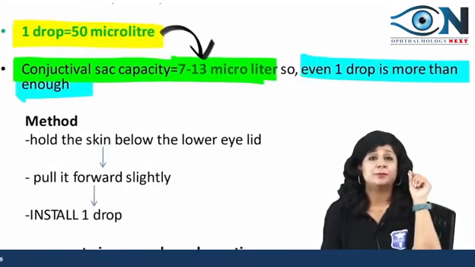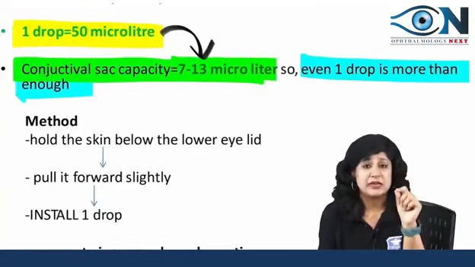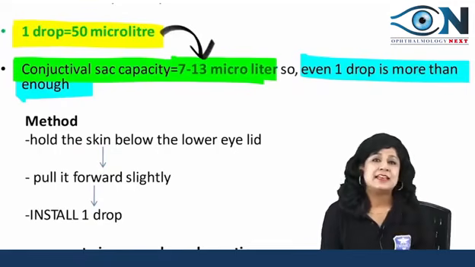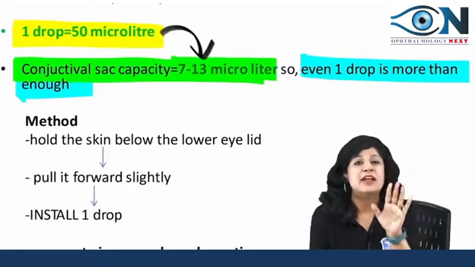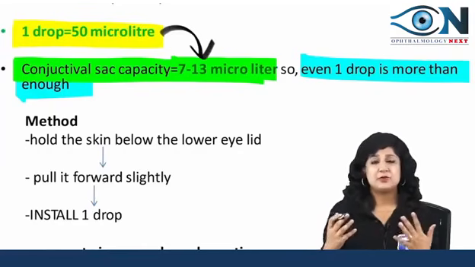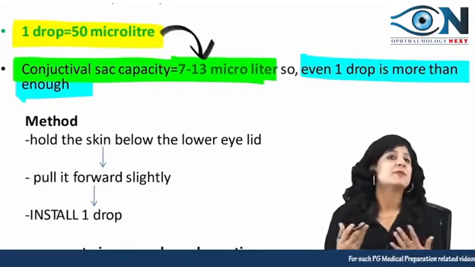Keep this in your mind. Always try to explain it to your parents, your friends, your colleagues, your siblings, that even one drop is more than sufficient, because most of the time they do feel that one drop is not sufficient.